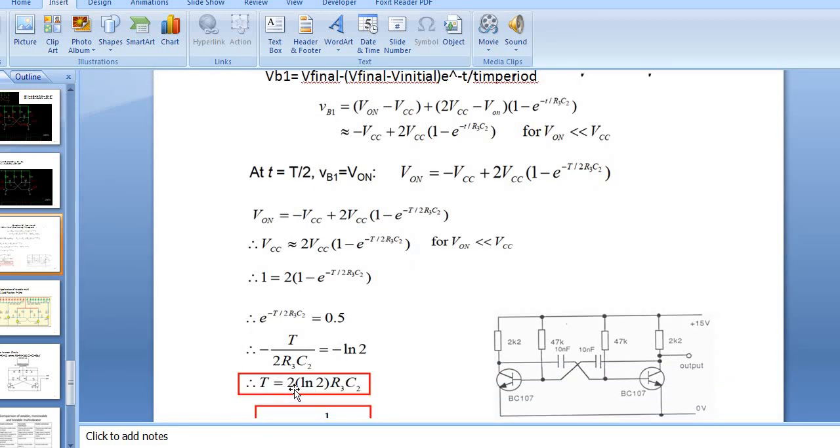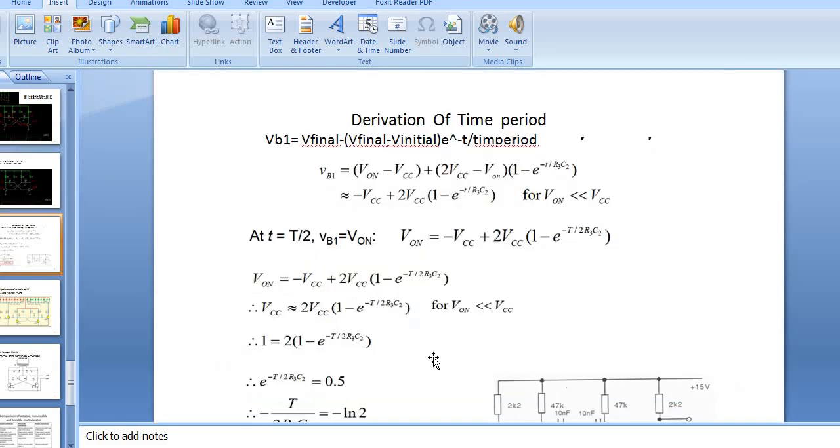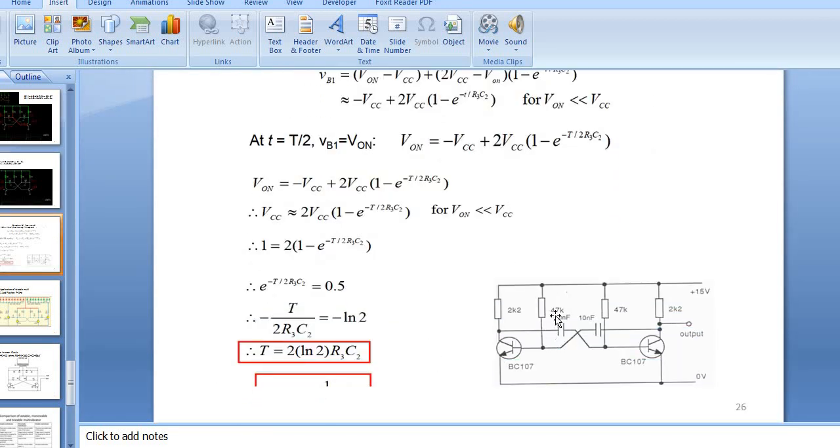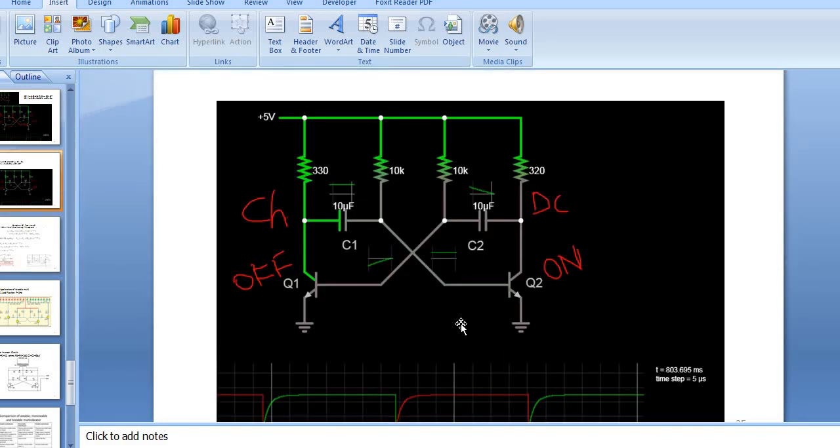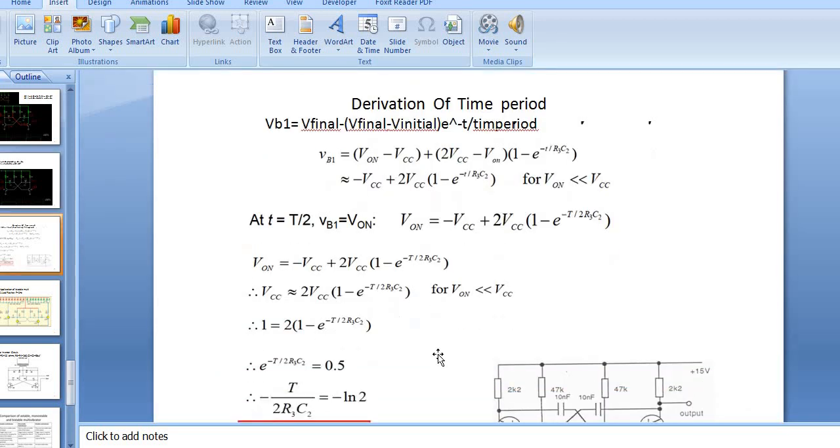T equals 2 natural log of 2 R3 C2. Look at where R3 and C2 are. Look at this diagram, 47K and 10 nanofarad, sorry, 10 nanofarad and 47K. So this R, which is connected to the base, and this capacitor play a very important role in determining the width of the pulse. This is the width of the pulse. The width of the pulse is solely dependent upon 10K and 10 microfarad, right?